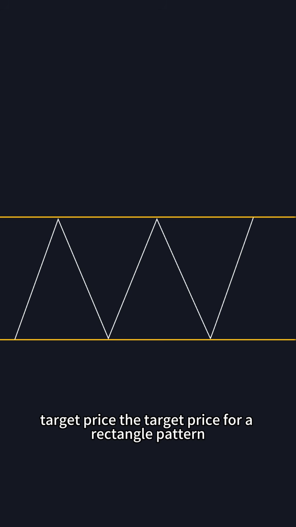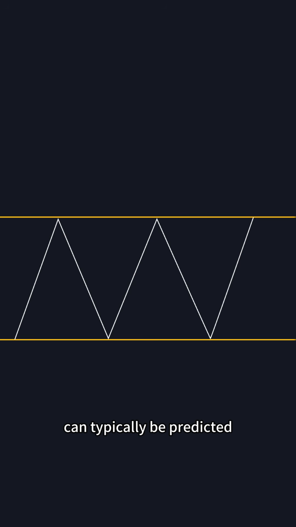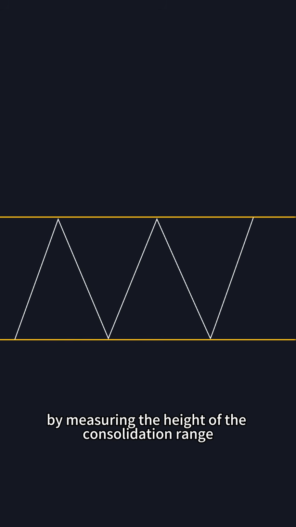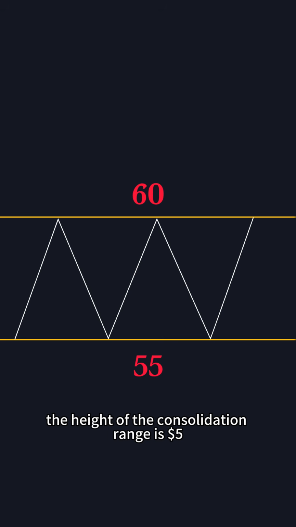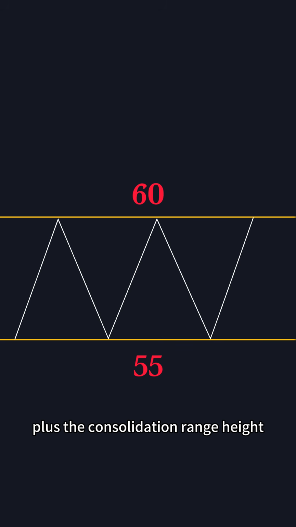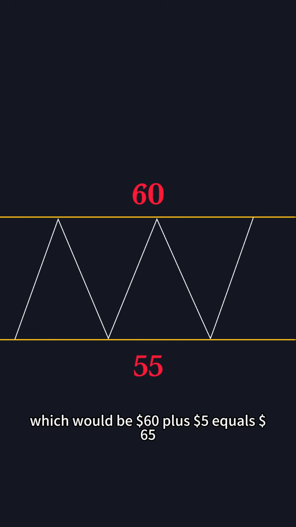Target price. The target price for a rectangle pattern can typically be predicted by measuring the height of the consolidation range. For example, if the stock has been oscillating between $55 and $60, the height of the consolidation range is $5. After the breakout, the target price would be the breakout point plus the consolidation range height, which would be $60 plus $5 equals $65.